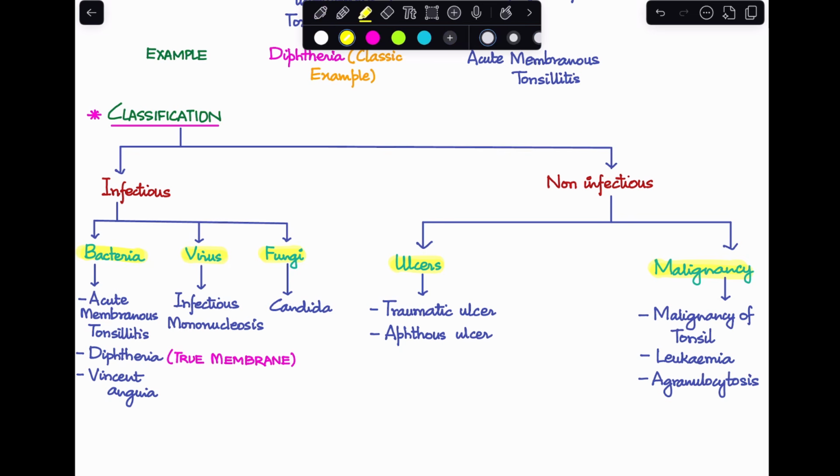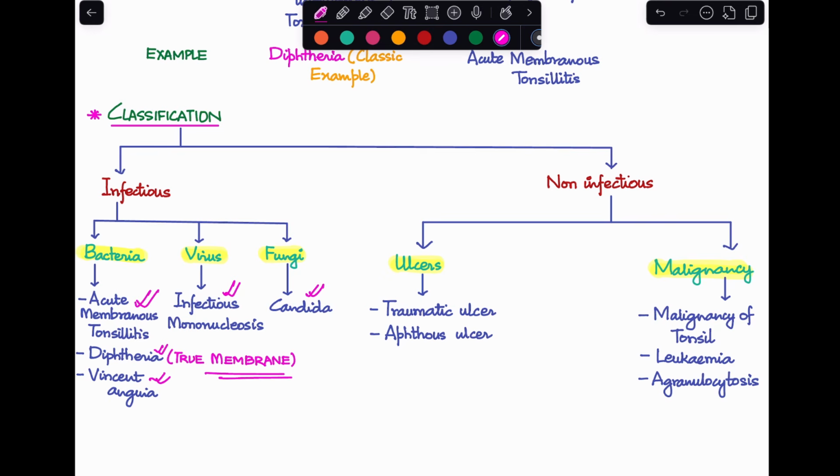Amongst infectious causes, we have bacterial, viral, and fungal causes. So amongst the bacterial causes, we have acute membranous tonsillitis. We have diphtheria, where we see the true membrane. Then we have Vincent's angina. Amongst viral causes, we have infectious mononucleosis, and among the fungal causes, we have candidal infection. So these are all the infectious causes of formation of a membrane over tonsil.